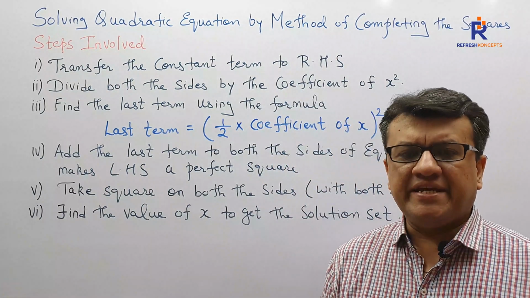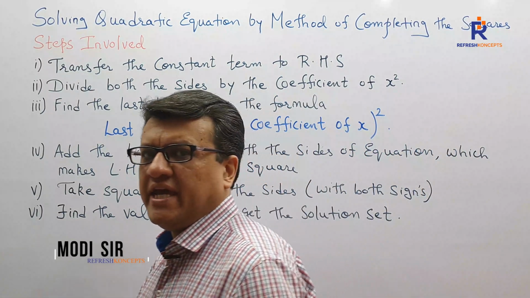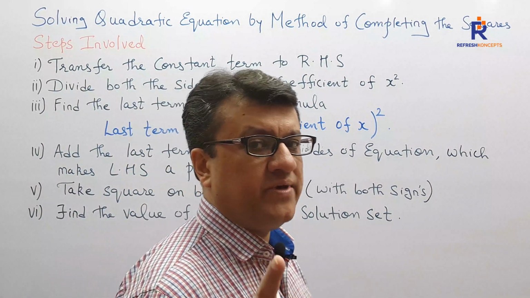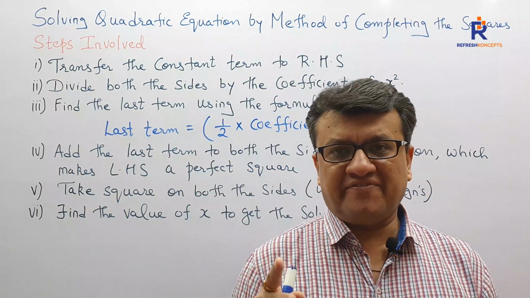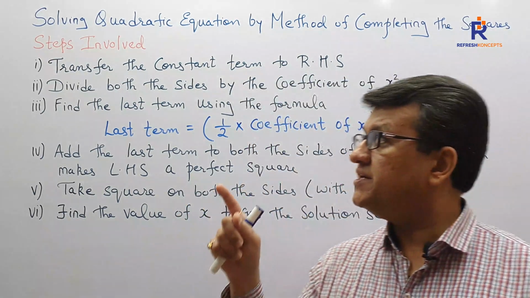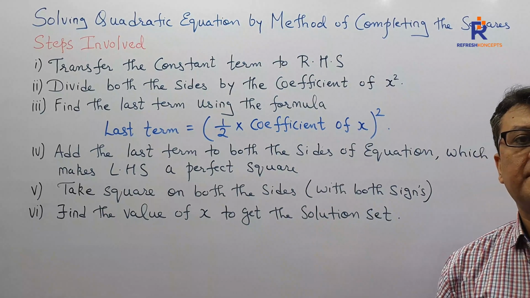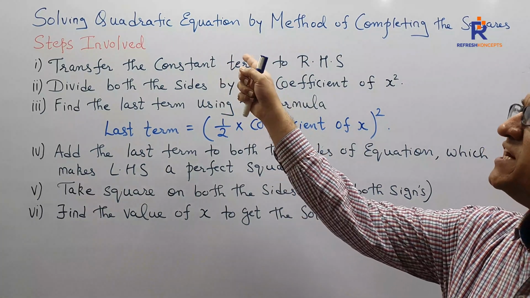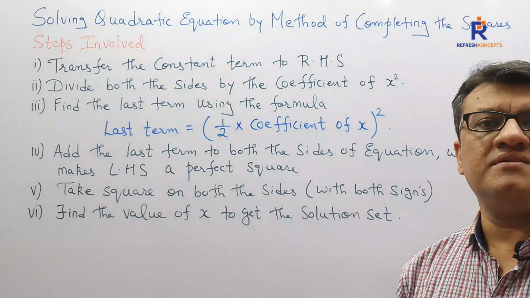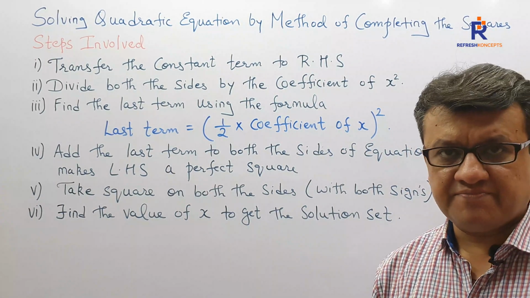Children, let's see the third and the final way to solve quadratic equation. What is the third way? We have seen two ways. The first one being by method of factorization, the second is by formula method, and the third is here by method of completing square. So the title says solving quadratic equation by method of completing the square. This is the third and the final method in your syllabus.